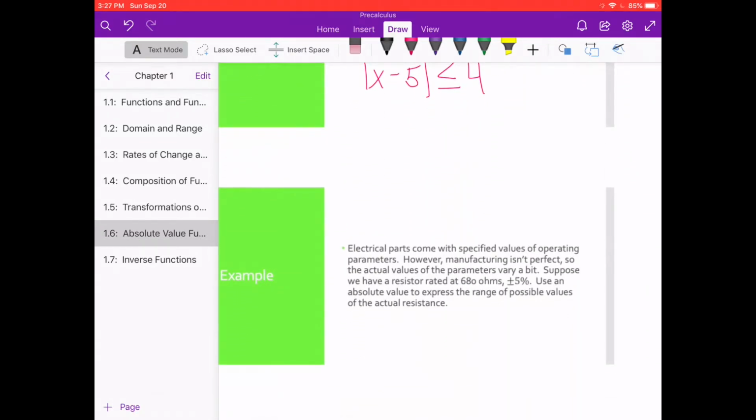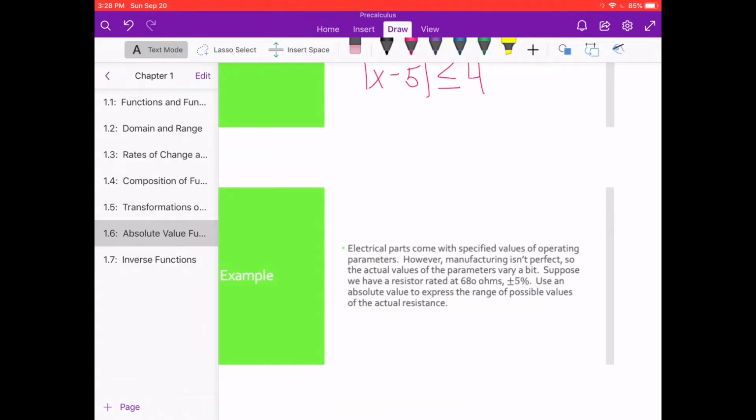Electrical parts come within specified values of operating parameters. However, manufacturing isn't perfect, so the actual values of the parameters vary a bit. Suppose you have a resistor rated at 680 ohms, plus or minus 5%. Use an absolute value to express the range of possible values of the actual resistance.